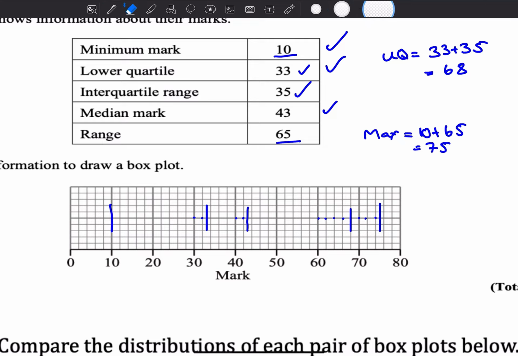Right, I can get rid of these little dots in here, which I don't need. Then we can join them up. Always remember, this is your minimum, this is your lower quartile, that's your median, that's your upper quartile, and that's your maximum. Okay, you don't need to label them, but you should know.